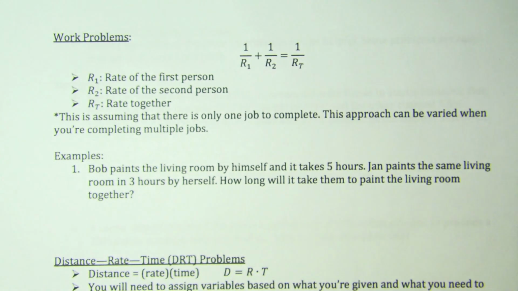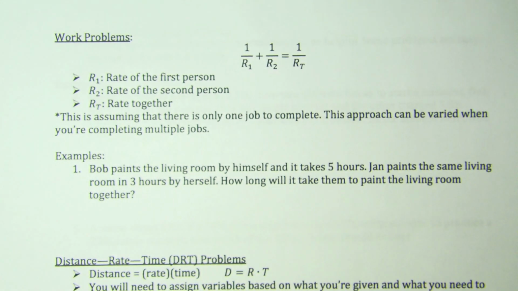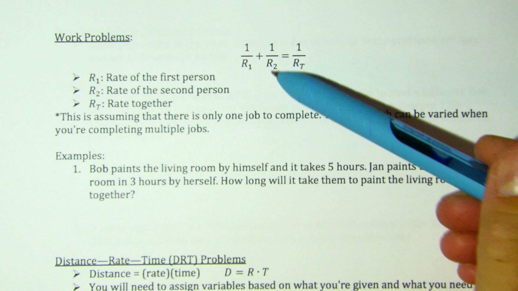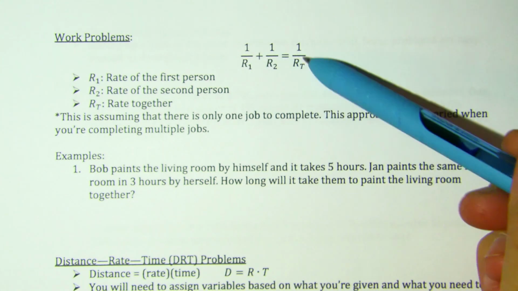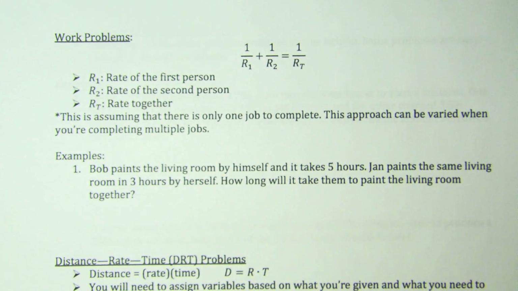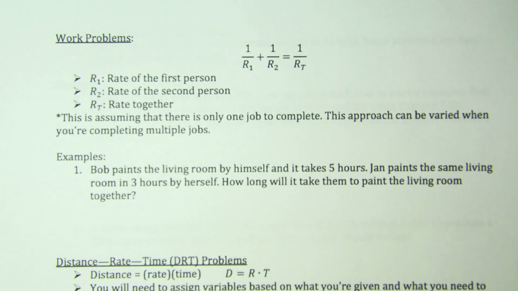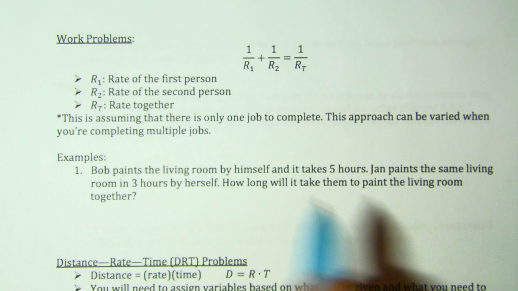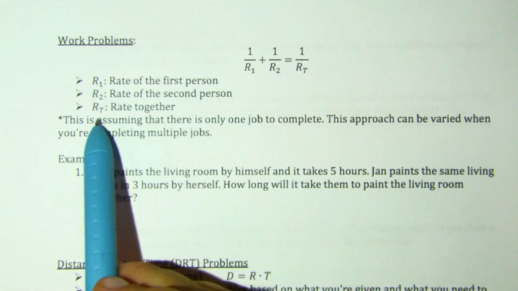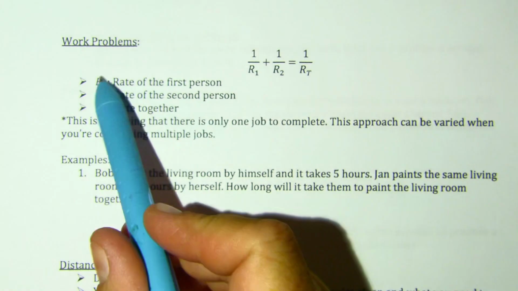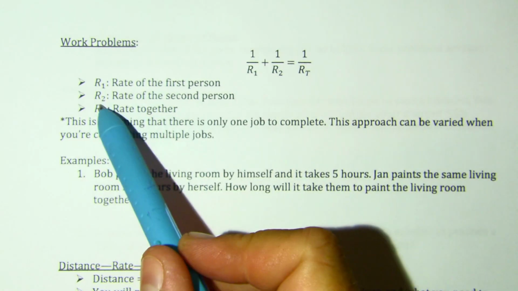completing a single job. We could change this to where we have, instead of 1 and 2 people, we could have 1, 2, and 3 people, and then they're working together. Not a ton of ways for us to vary this problem. So first we want to look at the rate of the first person, second person, and then their rate together. 2 of these will be given, and then you'll be trying to find the third one.